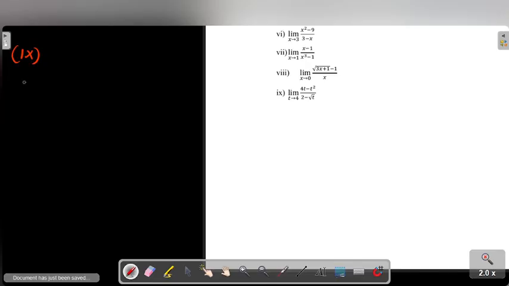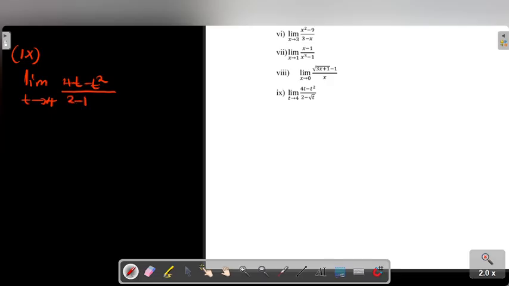So for part 9, what we have is the limit as t approaches 4 of 40 minus t squared, over 2 minus root of t. So this is what we have there.